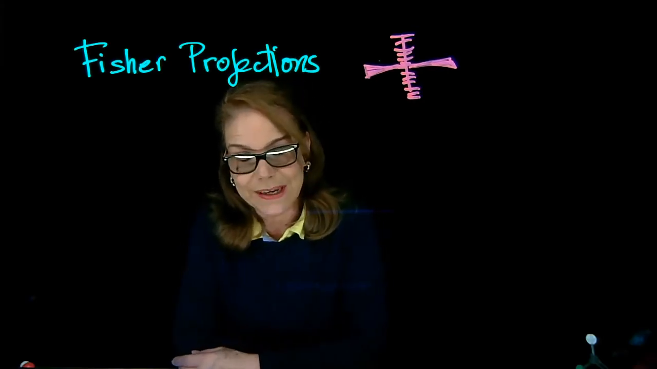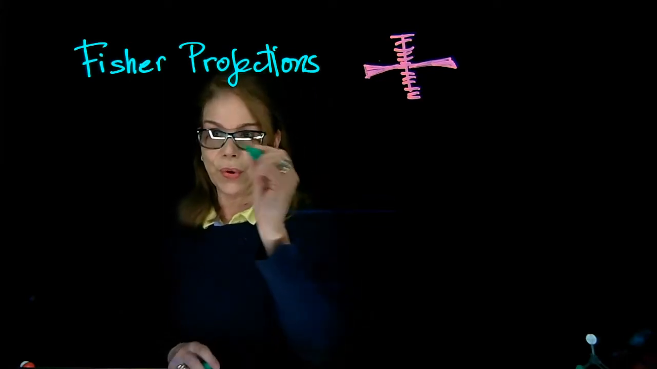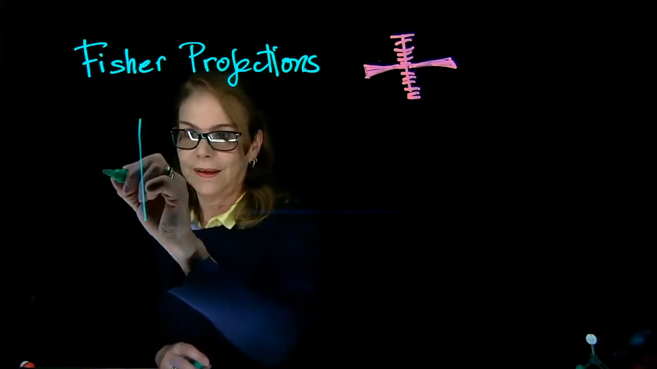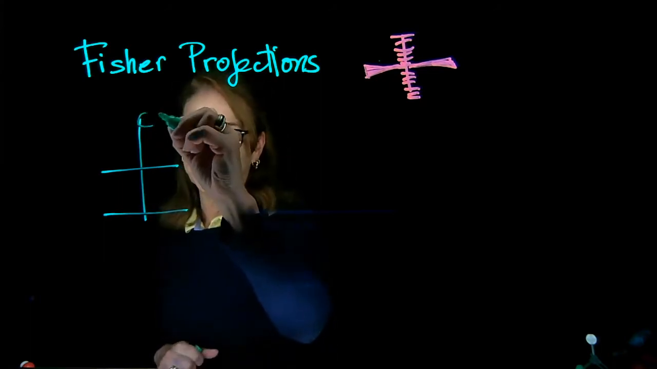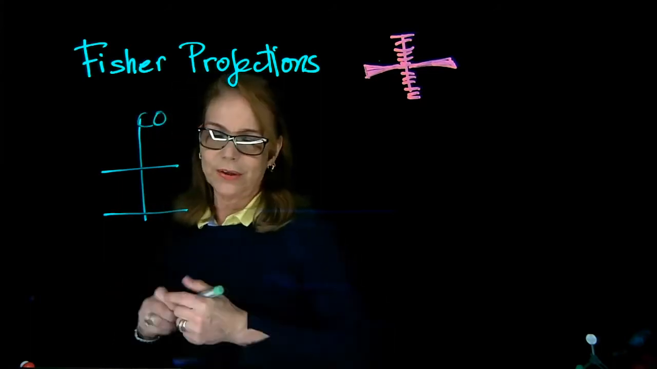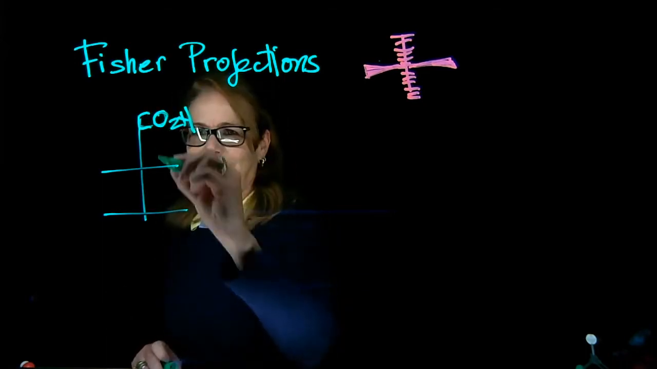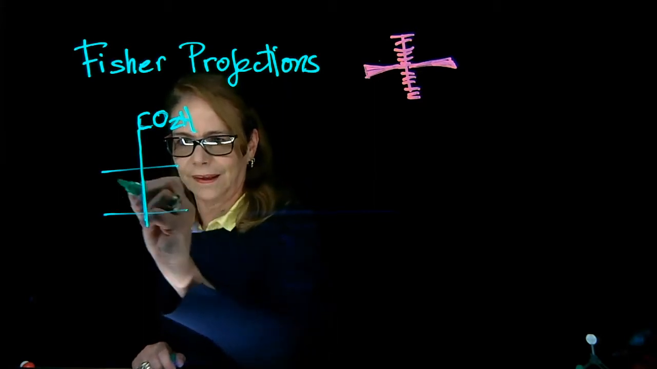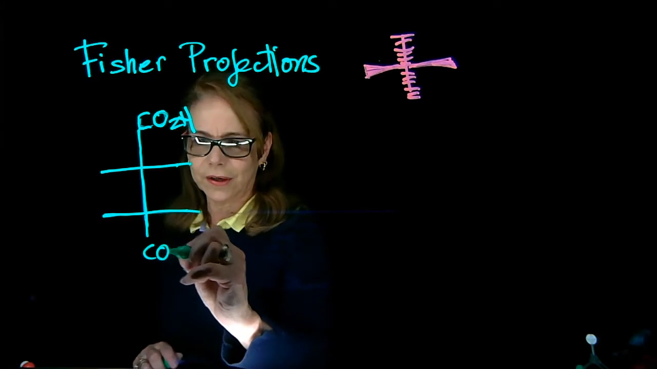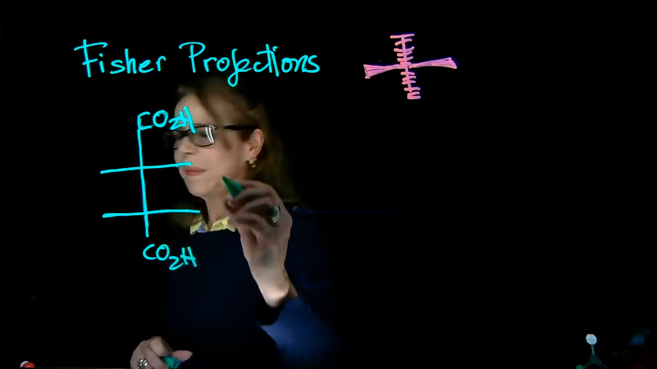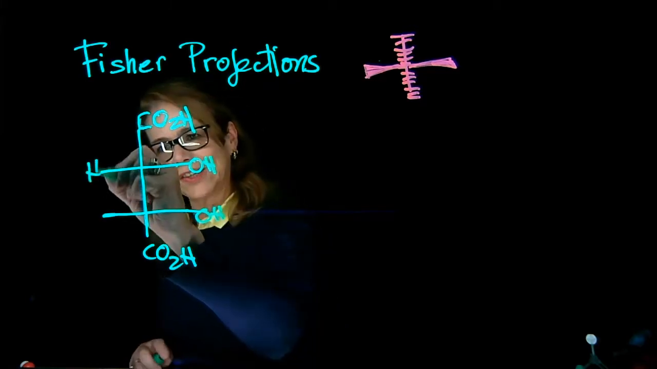Let's do one more example with Fisher projections. And this time I want to draw a compound, and you're going to recognize that we have seen this before. This molecule, notice that I'm going to draw two chiral centers. And this, making bolder. And I'm going to put another carboxylic acid group here. And I'm going to do OH, OH, H, H.